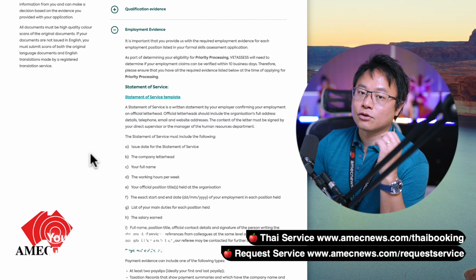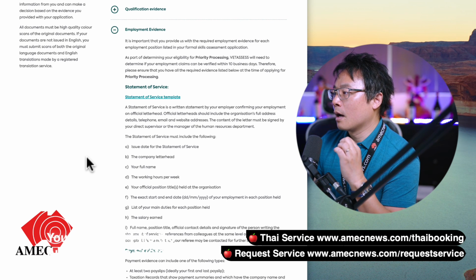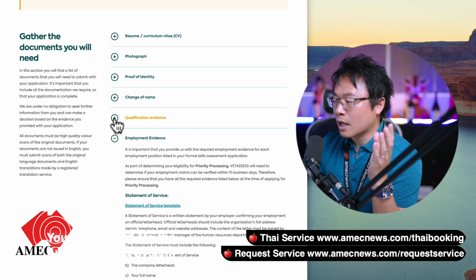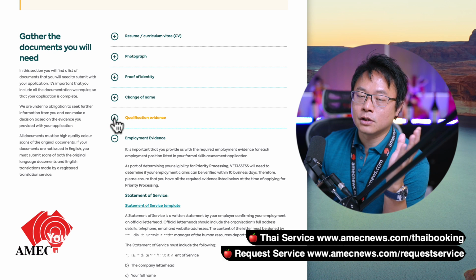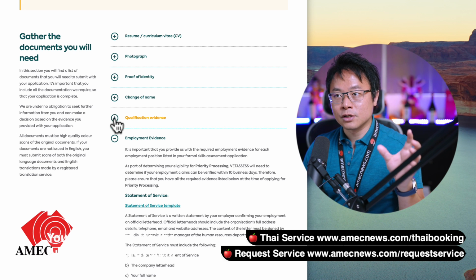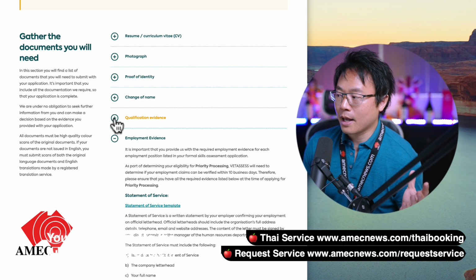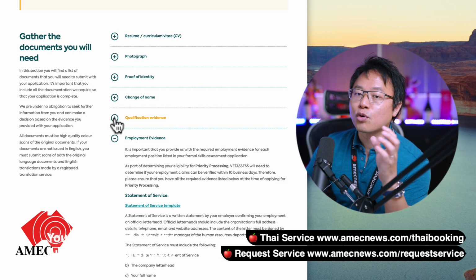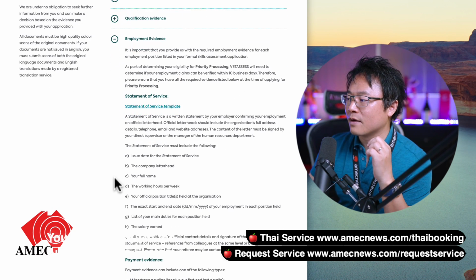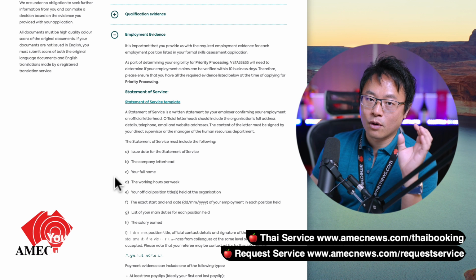because this is where a lot of people actually get a negative result. Now, qualification evidence, I won't go through in too much detail, because if you graduate as an engineer but you work as a hospitality manager, obviously that won't match anyway. That's pretty straightforward. But employment evidence is where a lot of people get errors and negative results.